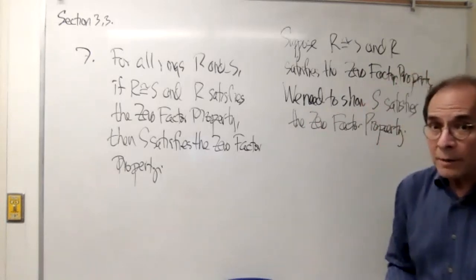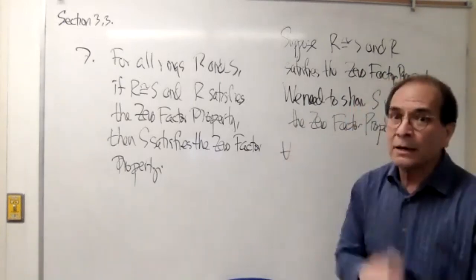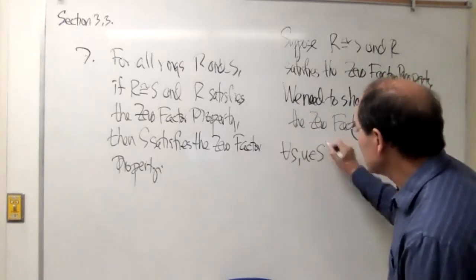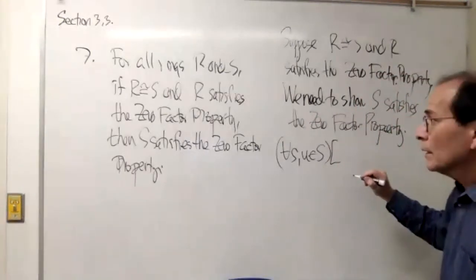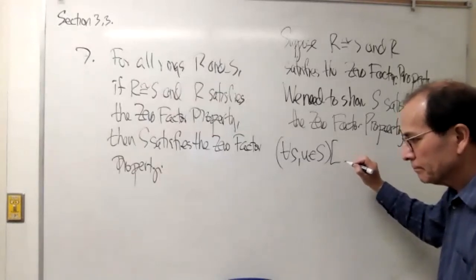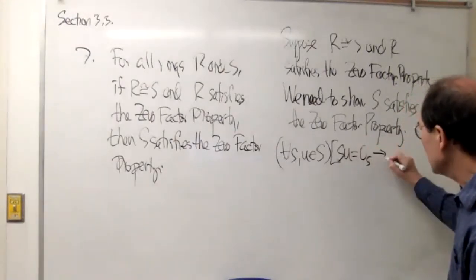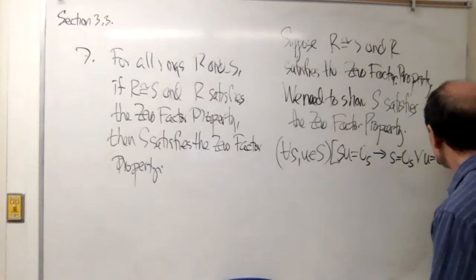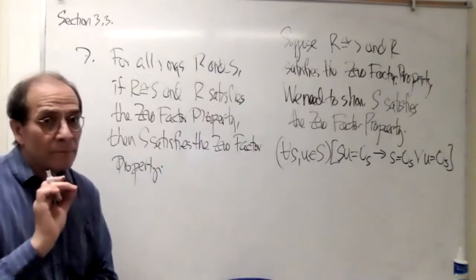Okay, so now you have to look up the zero factor property if you don't remember it. The zero factor property for S now. So this is for S, for all s, u in S. How do I want to state it? If s u is equal to 0 in S, then s is 0 or u is 0. Okay, so that's the zero factor property for S.